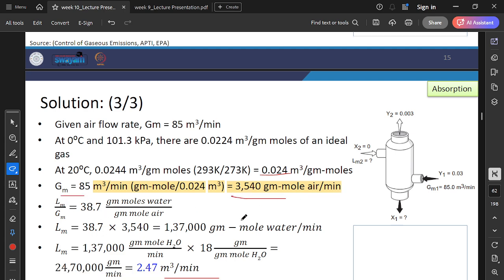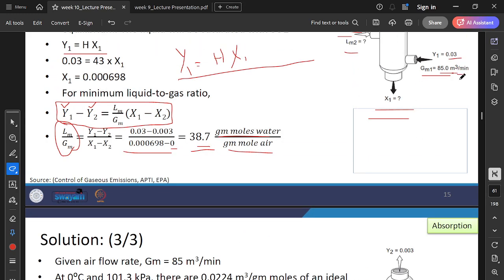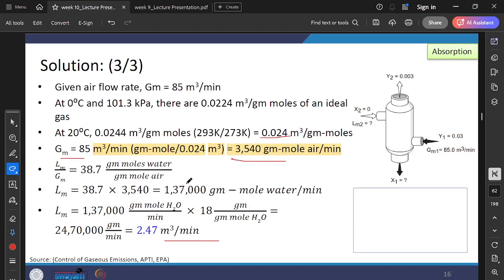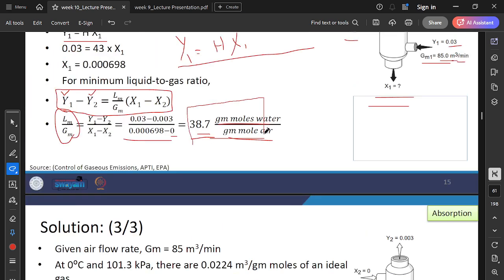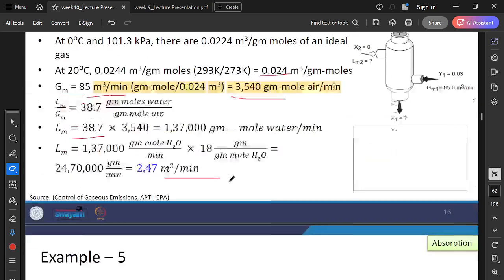That will be my GM, because 85 I can't directly divide. 85 is in meter cube per minute and this is in this unit, so I am converting to the same unit. So 85 meter cube per minute of air, how many gram moles will be there in that? 3540 gram moles of air will be there. So if I divide this by 85, I'll get 38.7. That's my liquid flow rate. You got it? That you can easily convert again to meter cube per minute. For dividing, I am taking moles per hour. Directly you can convert this answer to meter cube per minute, and you can divide with your GM1. You will get LM.